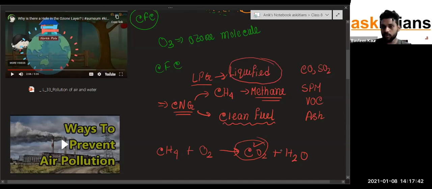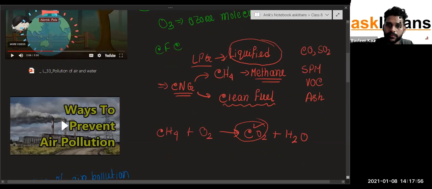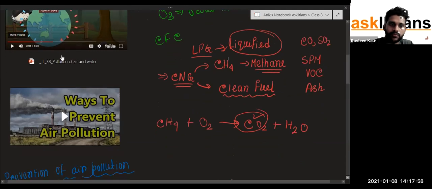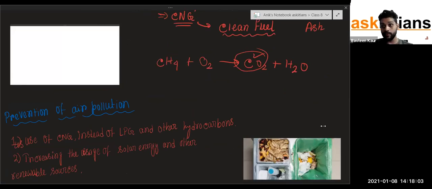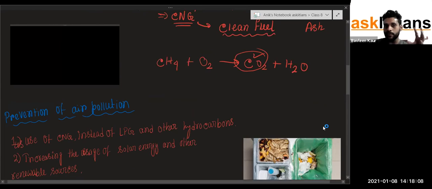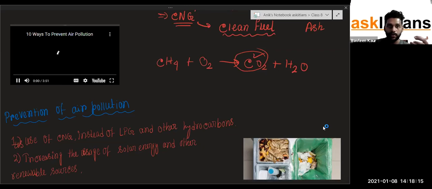Now, watch this video to understand the other processes through which you can prevent the pollution of air. Watch this video carefully. This video is going to be very informative to you. And after this video, I'm going to tell you about the other processes through which you can prevent air pollution. Okay, fine.